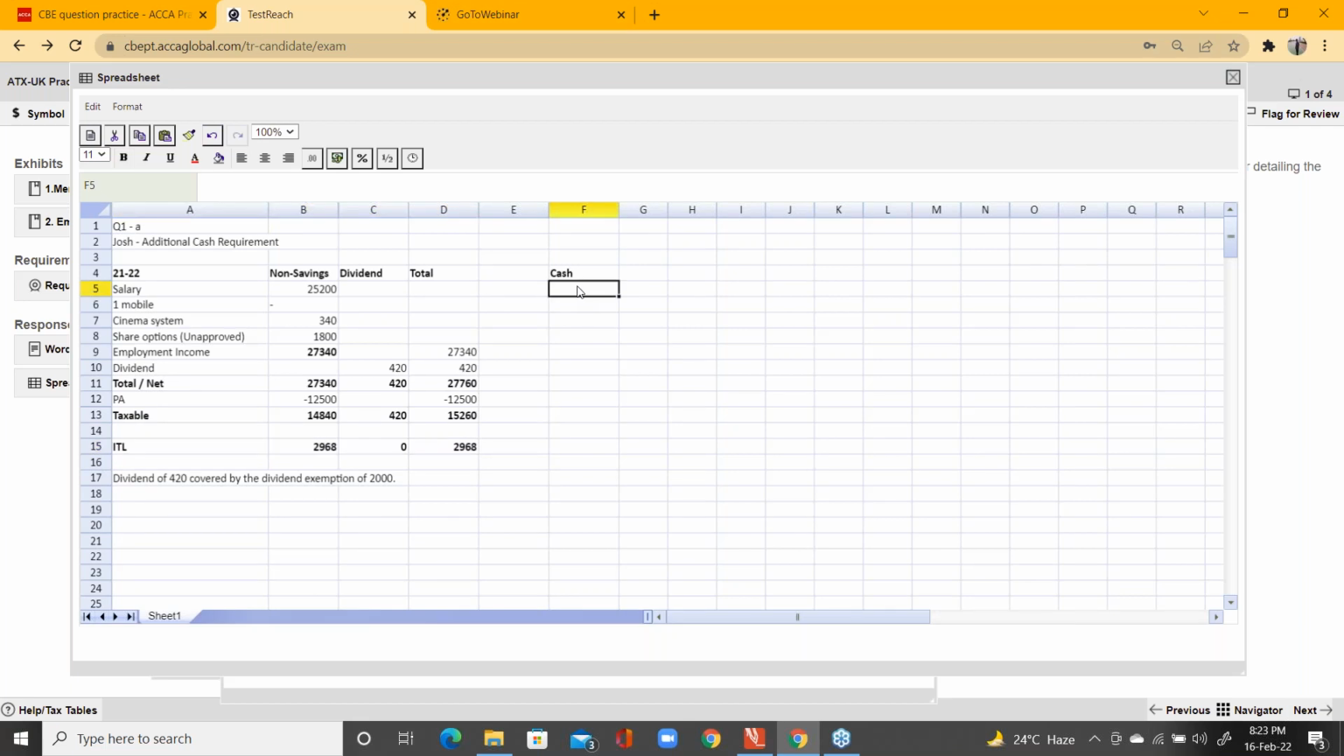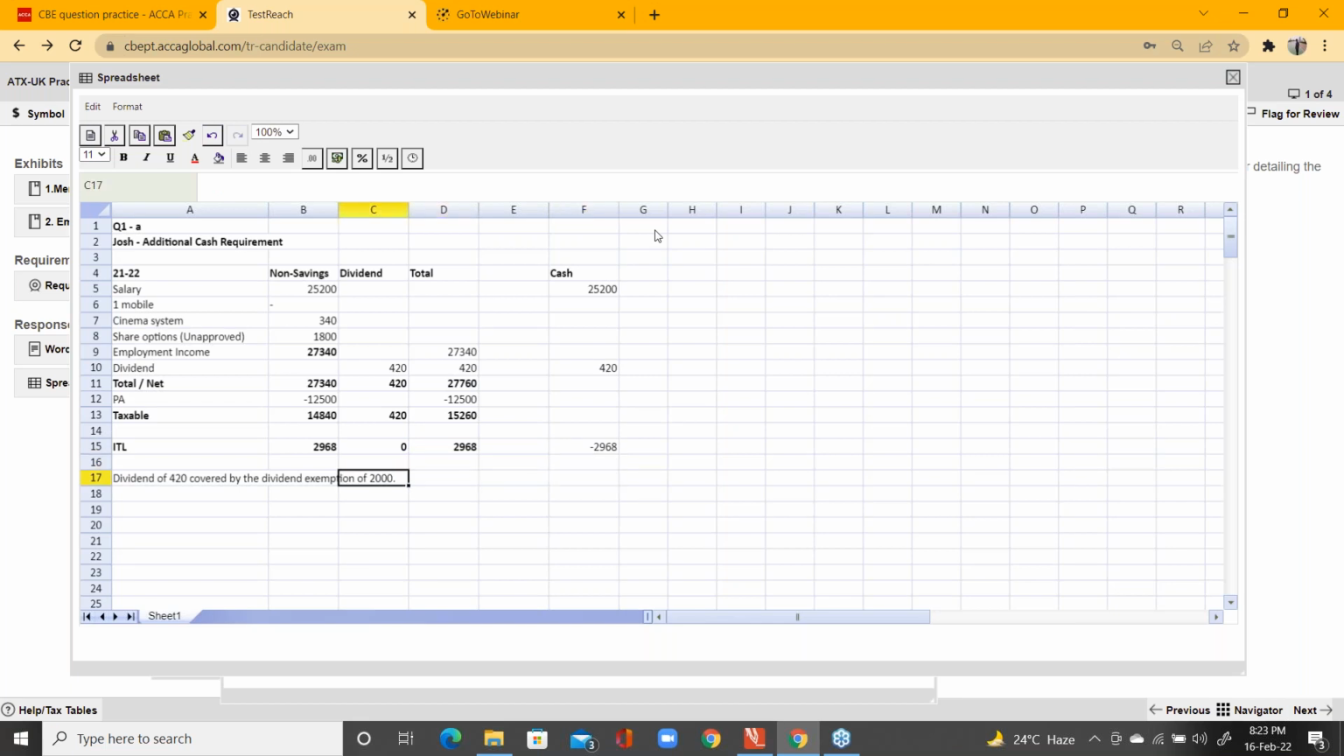Also doing the cash column as well, because we are working for additional cash required. So first of all, we should know about the actual cash position. From the employment income, he is getting 25,200 in the form of cash. From the dividend, he is getting 420 in the form of cash. It's a separate column just to know about the cash position of the person. And from these values, there is a liability as well, and this amount would be reducing the cash available.